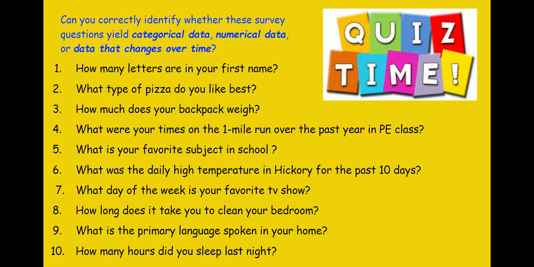Number a scratch sheet of paper 1 to 10. And then I would like you to answer the question. You can abbreviate categorical data with a C, numerical with an N, and maybe use a T for data that changes over time. So I will read these. You write down the response that you think is correct. You can pause and rewind if I read too quickly. All right, here we go.